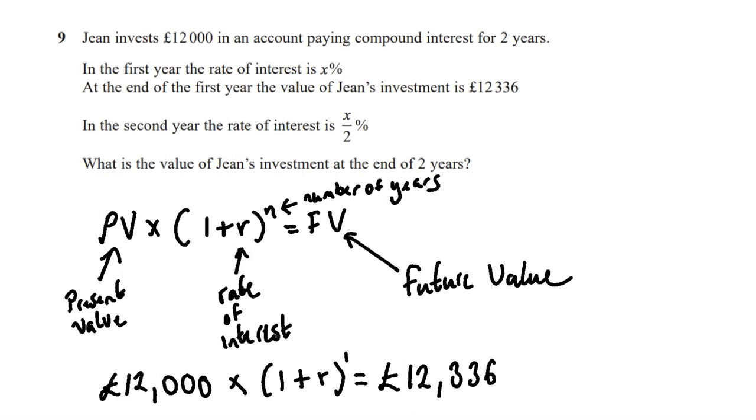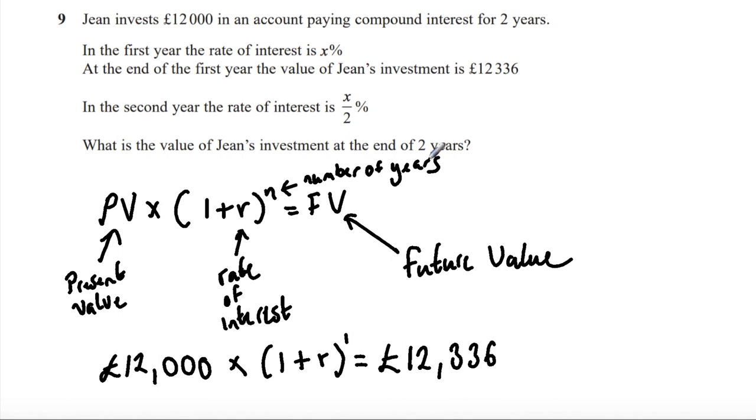Now I'm just going to rearrange the equation to solve for R. So the first thing I'm going to do, I'm going to divide both sides by £12,000. So we have open brackets 1 plus R raised to the power 1 is equal to 12,336 divided by 12,000.